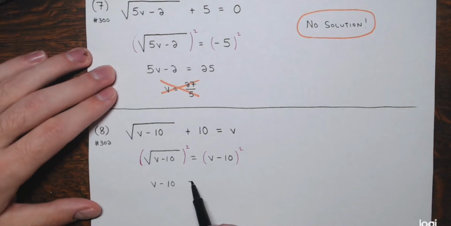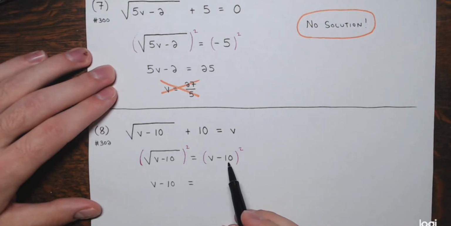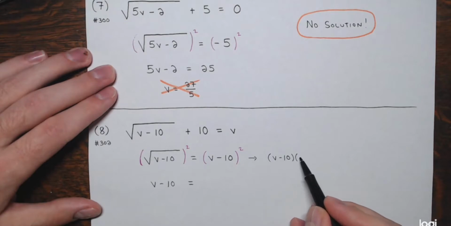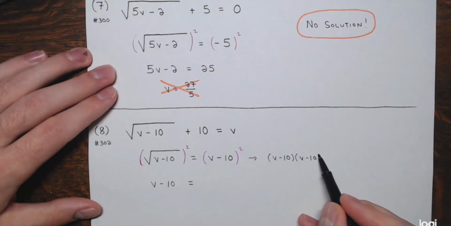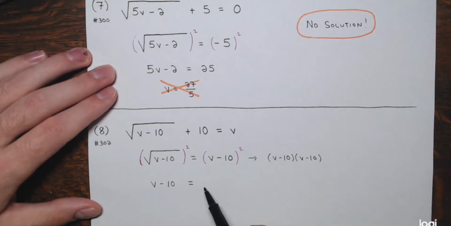But on this side, remember what it means to square something with multiple terms. Alright, this means you're doing v minus 10 times v minus 10. So I'm going to be doing foiling, lots of distributing. So that'd be v squared minus 20v plus 100. Right. And what I have here now is a quadratic equation.